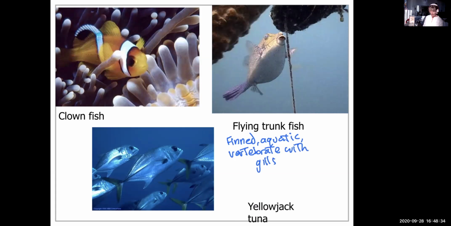If they weren't a vertebrate, well, they would be any kind of invertebrate, I guess. If they weren't aquatic, they might be a tadpole or some other land-dwelling organism. If they didn't have fins, they'd be salamanders, something like that, even if they lived in the water. If they had no gills and they lived in the water, they're probably a mammal or a bird.